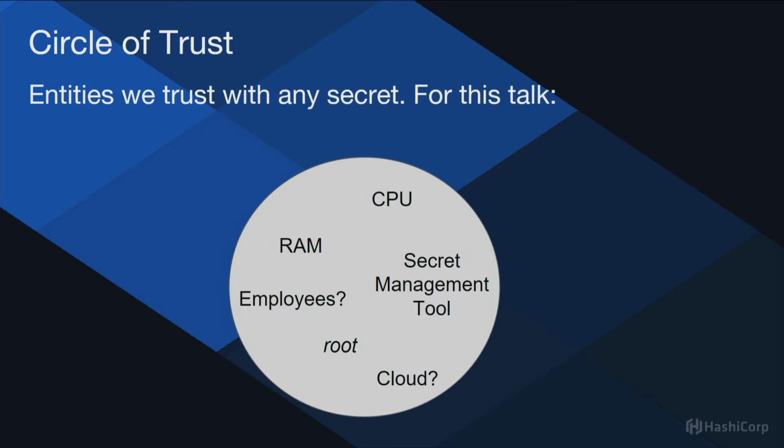So for this talk, we're going to put CPU in your circle of trust, your RAM in your circle of trust. A secret management tool necessarily probably belongs in your circle of trust. Employees may or may not. Maybe you trust your employees, maybe you don't. Maybe you trust certain employees. Root access. Usually if someone has root access, they get access to anything anyways, so you pretty much have to have it in your circle of trust.